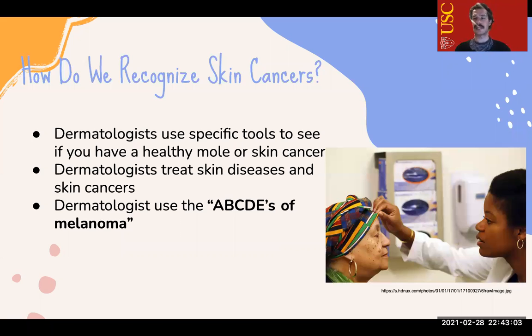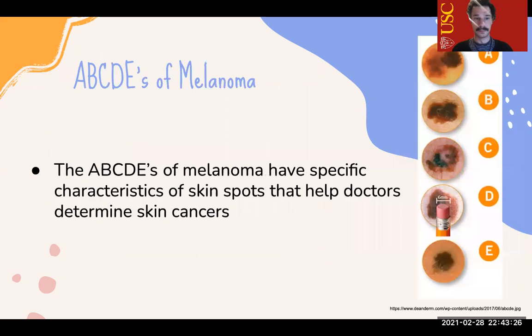So how do we recognize skin cancers? So dermatologists, who are doctors who study skin, use tools to tell if a mole is healthy or skin cancer, like I said. And they use the ABCDEs of melanoma to determine if a spot on the skin may or may not be cancer. So the ABCDEs of melanoma are a list of characteristics that a skin spot can have.